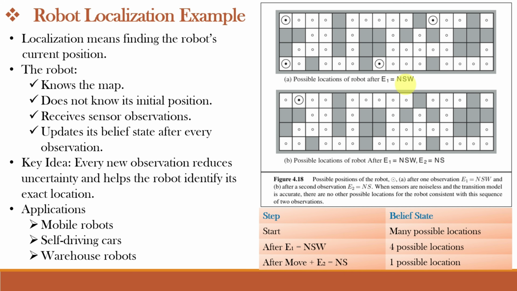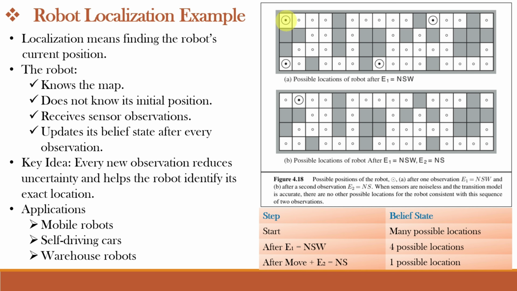N means north, S means south, and W means west. This means that there is an obstacle to the north, so it cannot move north. There is an obstacle to the south, so it cannot move south. And there is an obstacle to the west, so it also cannot move west. Only movement possible is this direction.